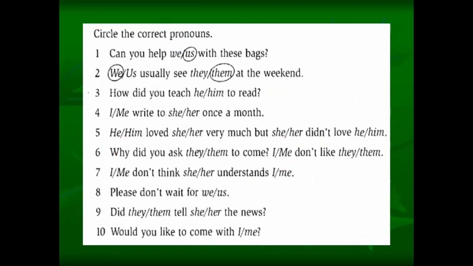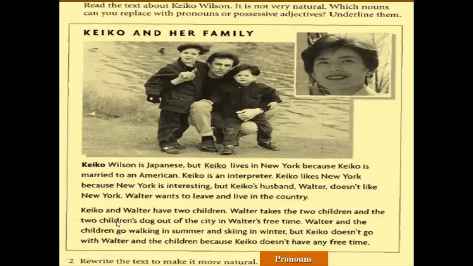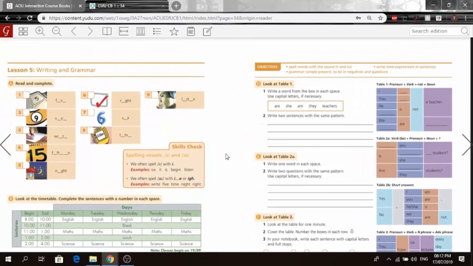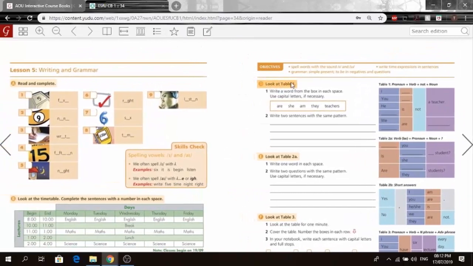You guys remember when we did this exercise, can you help we/us? Because us comes later and we could only be used in the beginning, like so, number 2. Okay? Quick refresher. Now let us go back to our book. Here we go. Okay? So look at table 1 here. Write a word from the box in each space. Use capital letters if necessary. Okay. So you guys know that the beginning of each sentence is always capital. So that's why you'll always see the first letter of these words capital, because it's the beginning of a sentence.